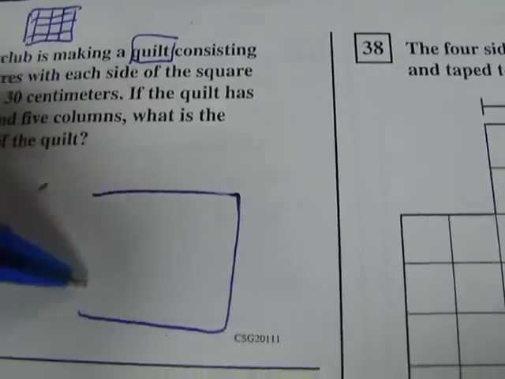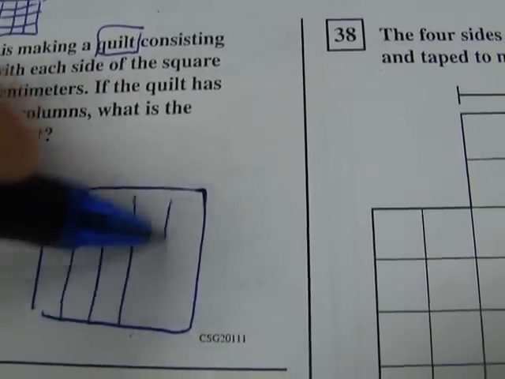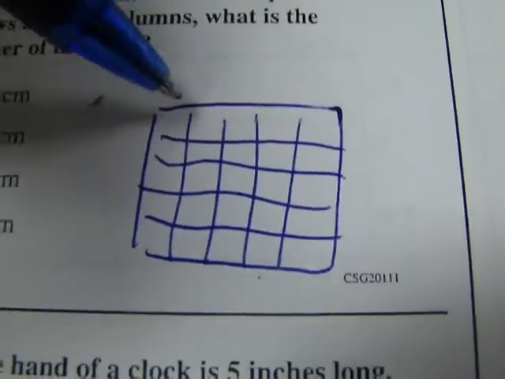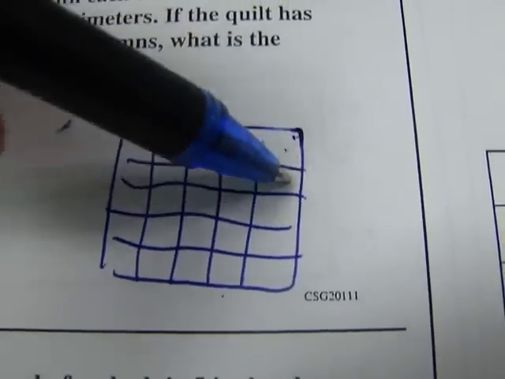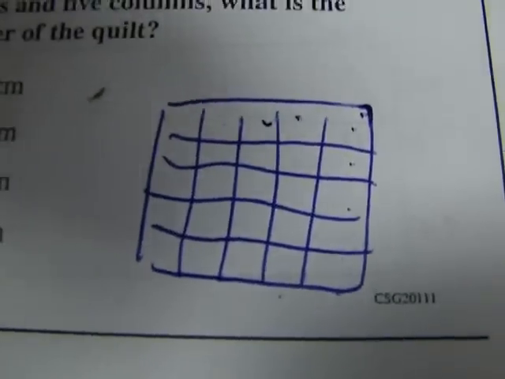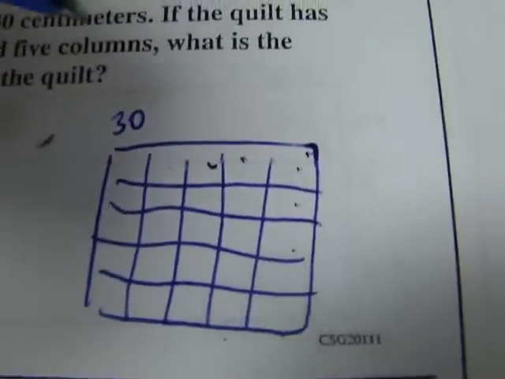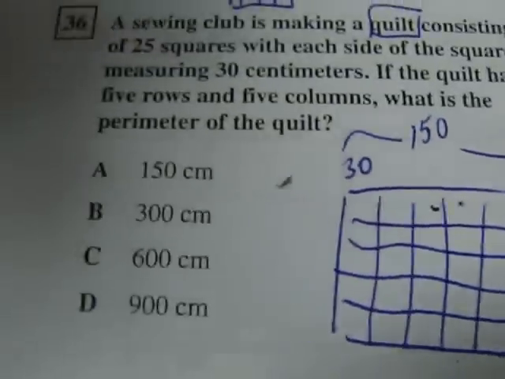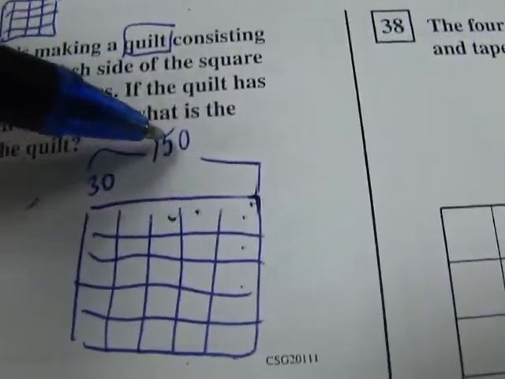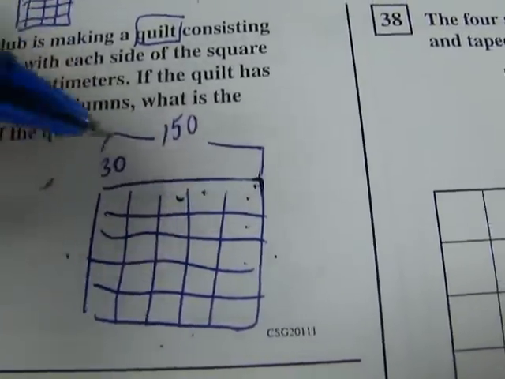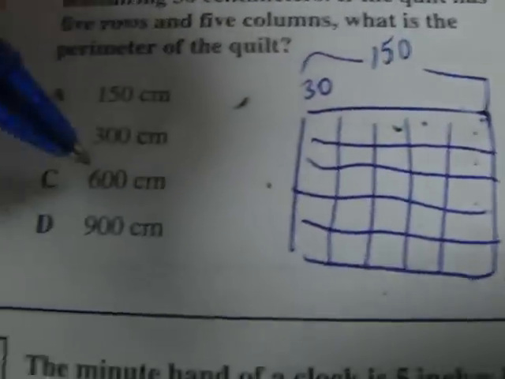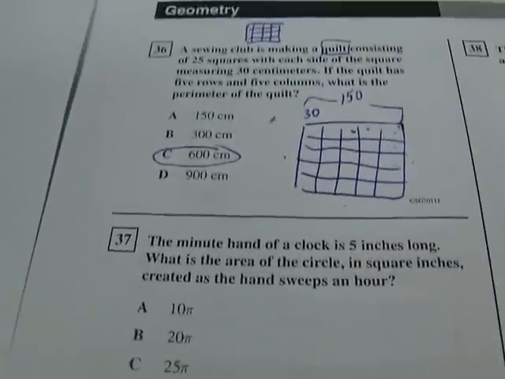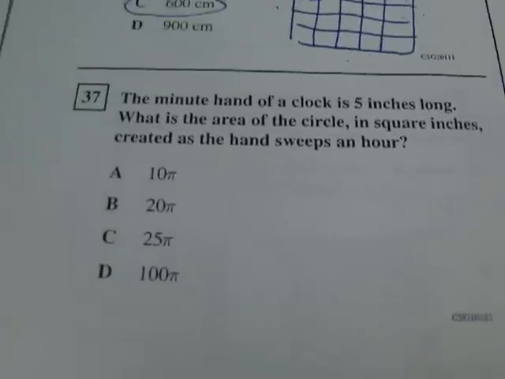So we kind of do this. So this gives us our quilt. See, it's 5, 1, 2, 3, 4, 5 by 5. 1, 2, 3, 4, 5. And each side of each of these squares is 30. So if that's 30, then this distance will be 150. And the question is, what is the perimeter? So it's 150 here, that means 150 here, 150 here, and 150 here. So 4 times 150, therefore the answer is 600 centimeters. Okay. Basically, I think the word quilt is the most confusing part of that problem.